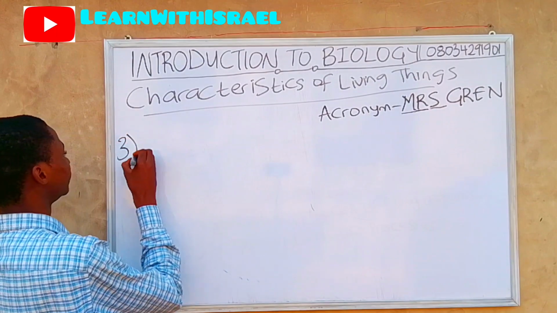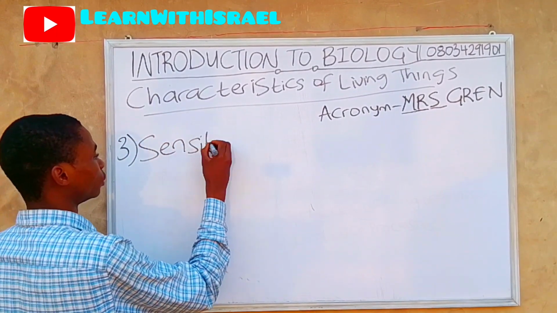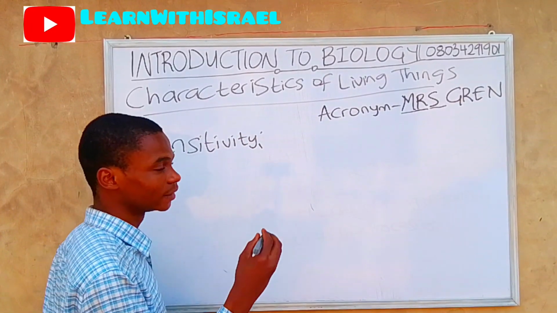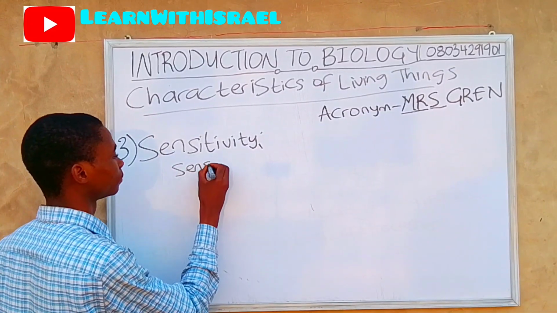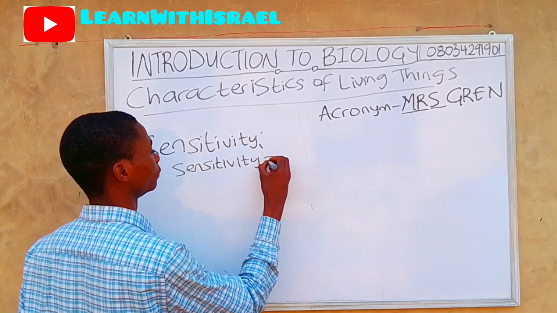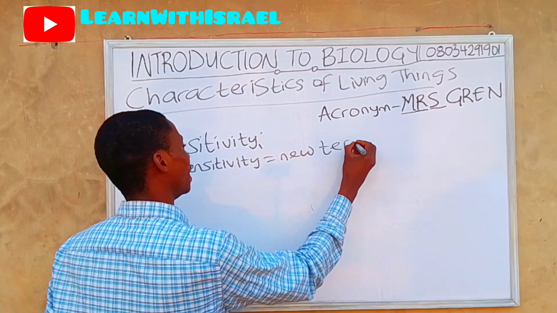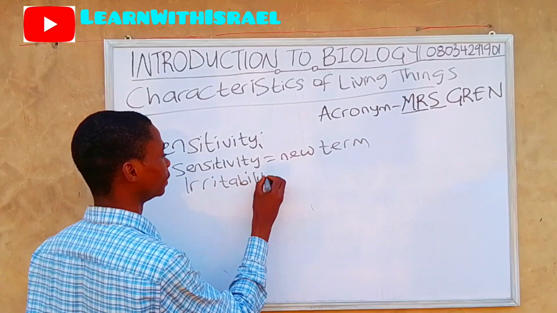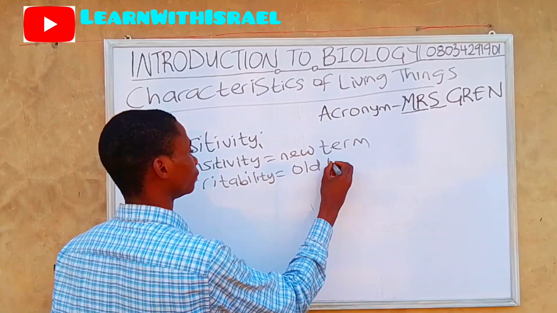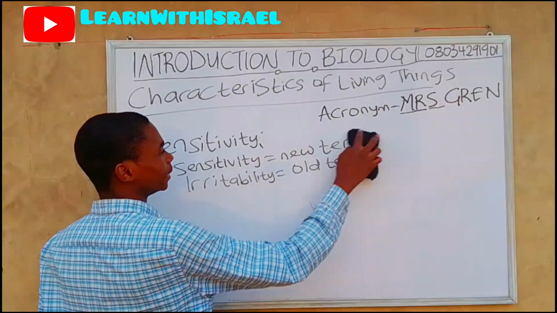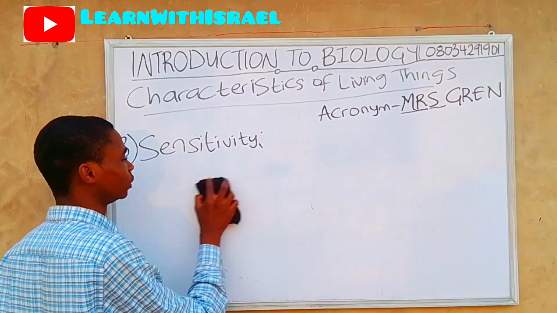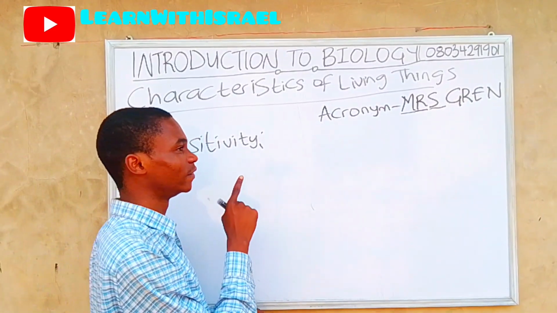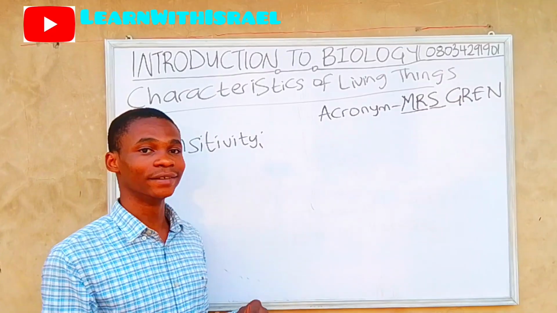So the next one is sensitivity. It is also known as irritability. Irritability is the old term, and sensitivity is the new term. So let's talk about the definition of sensitivity, which is also known as irritability. Note that once a question is asked on sensitivity, they are also referring to irritability.